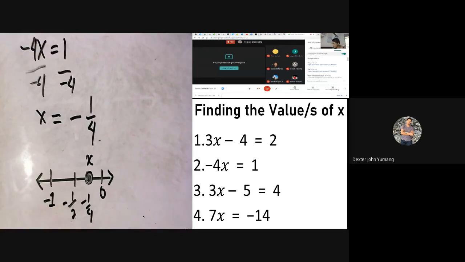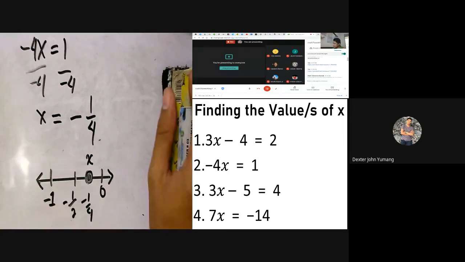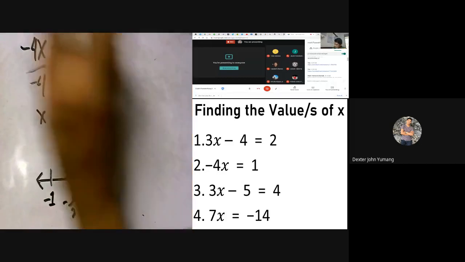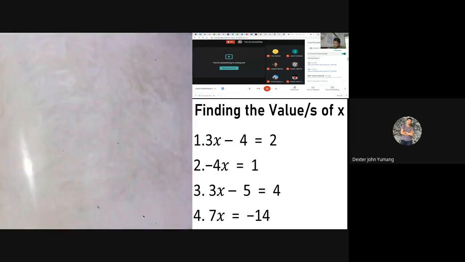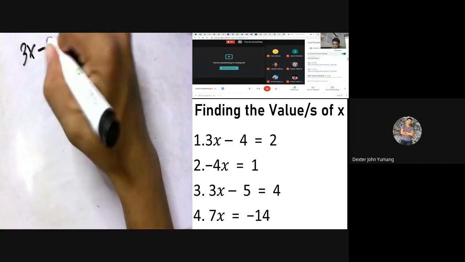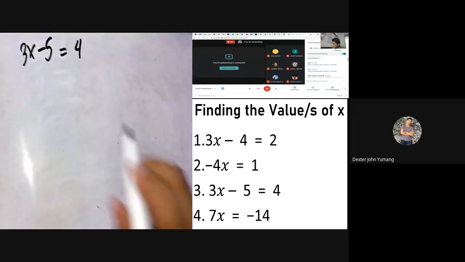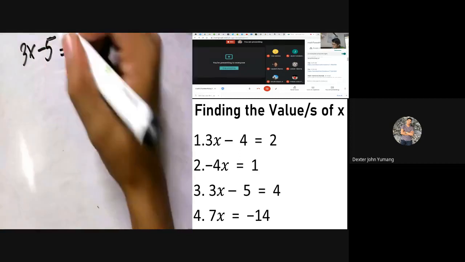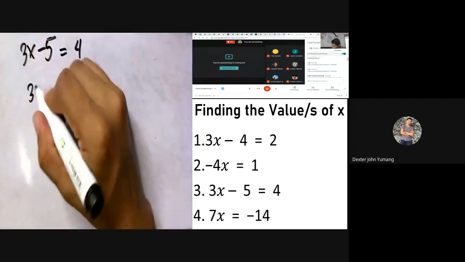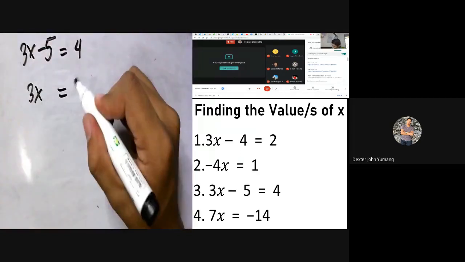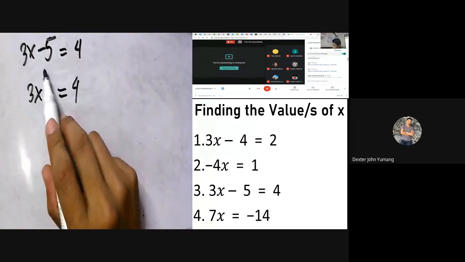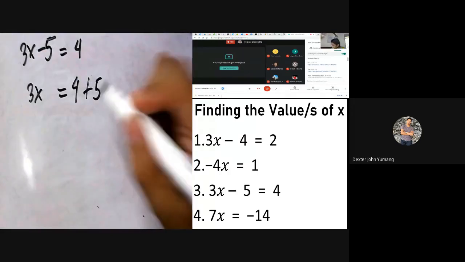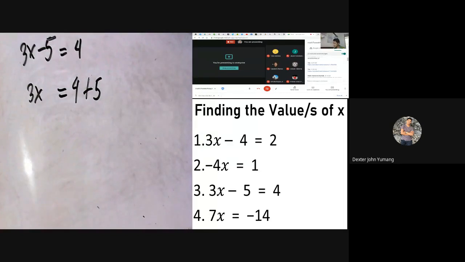Okay, next, let's proceed now to number 3. Allow me to erase it in 3, 2, 1. Okay, for number 3, we have the given 3x minus 5 equals 4. Okay, to answer this one, lahat po ng variables sa left side, lahat po ng numbers sa right side. Sige, so magiging ganito na siya, 3x. Okay, 4. Ito siya, negative 5. Pag nilipat sa kabila, magiging plus 5 na siya. Sige daw, continue answering and let's find out what will be the answer for x. Then type your answer in the chat box.